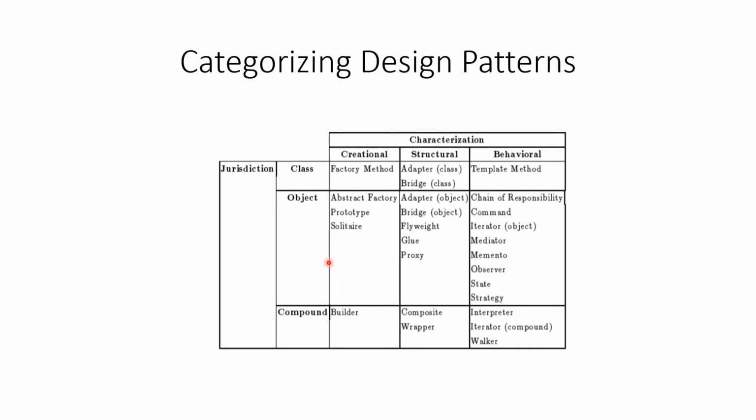Next one, object structure. In the object structure, the structural object pattern describes ways to assemble objects to form new functionality. The added flexibility of object composition comes from the ability to change the compositions at runtime, which is not possible with static class compositions.